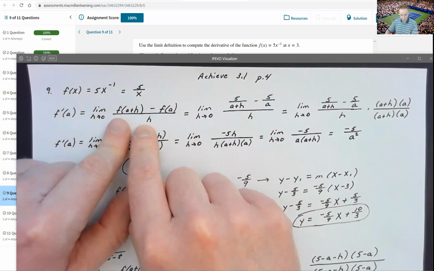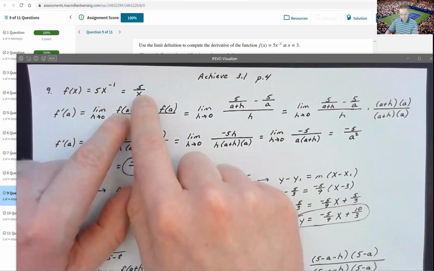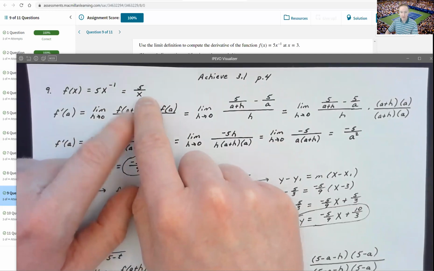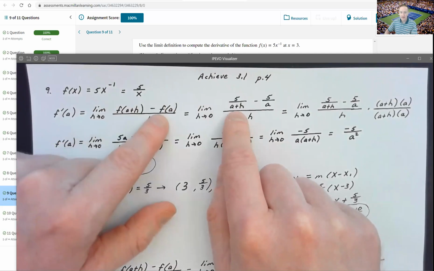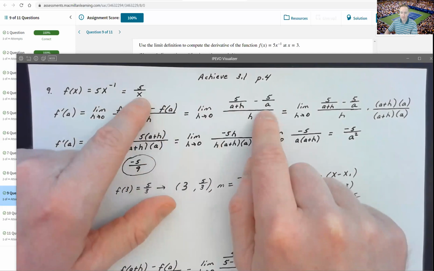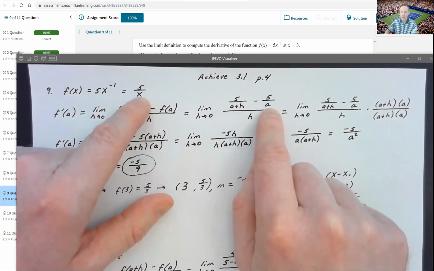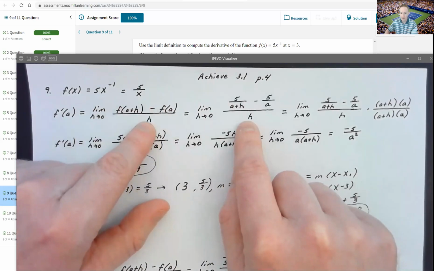So I can say, well, okay, f of a plus h. What do I do? I plug in a plus h wherever there's an x. So I have 5 over a plus h. And then minus f of a, that's just minus 5 over a, where you plugged in an a for x. Now, of course, all of that numerator is over your denominator of h.